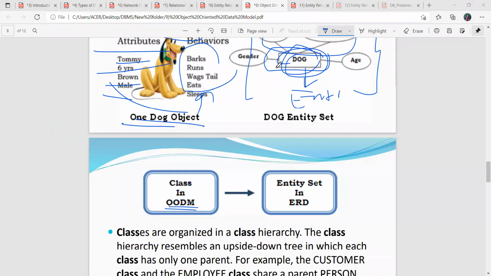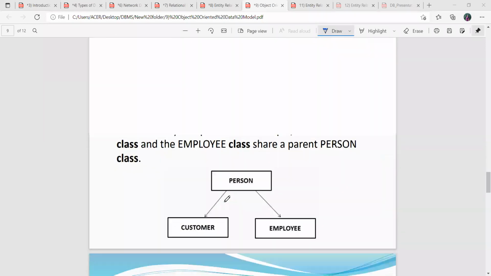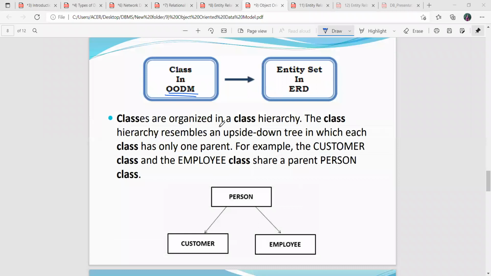Yes, clear. Some differences between ER modeling and the object-oriented model. Okay. So again, the classes are organized into a class hierarchy. So you can see, car is an entity in ER data modeling, but car is a class in object-oriented data modeling. This is the main difference between these two models.